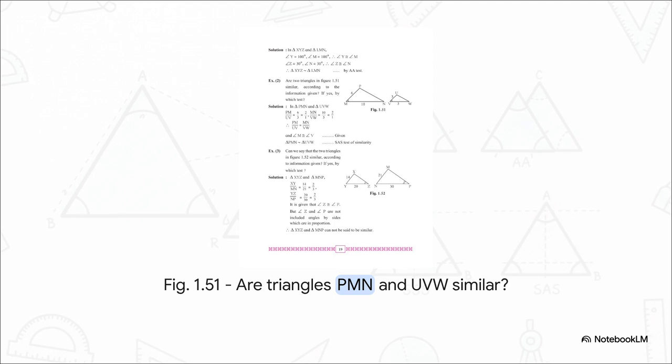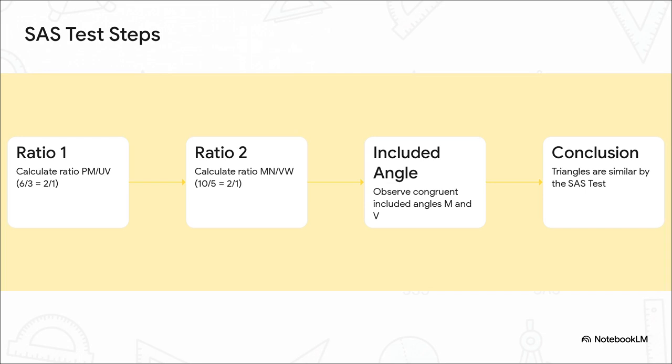Notice the numbers. One side is 6, its counterpart is 3. Another is 10, its counterpart is 5. We also know angle M is exactly equal to angle V. So how do we systematically tackle this? Let's break it down step by step using our newly built toolkit.